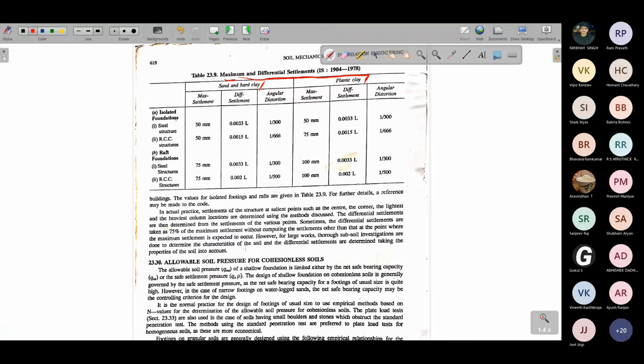So here, isolated foundation, steel structure, raft foundation, then steel structure and RCC. This is isolated and this is raft. So how much maximum settlement will we allow? If you recall, for isolated, maximum settlement of 50 mm we will allow, and for a raft it would be 75 mm.